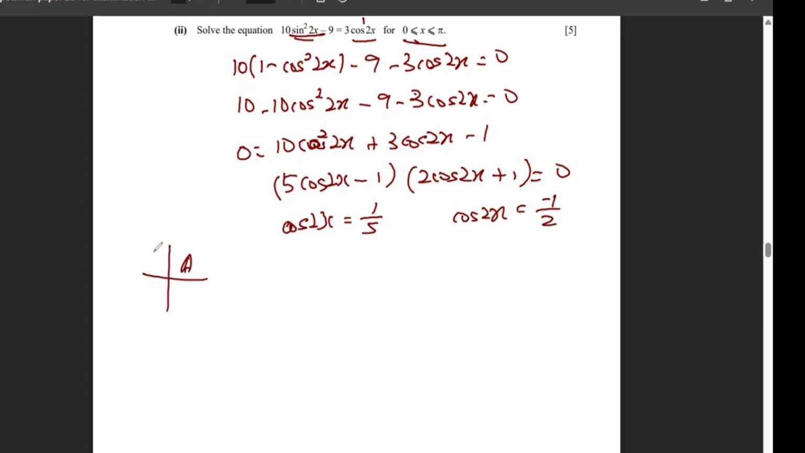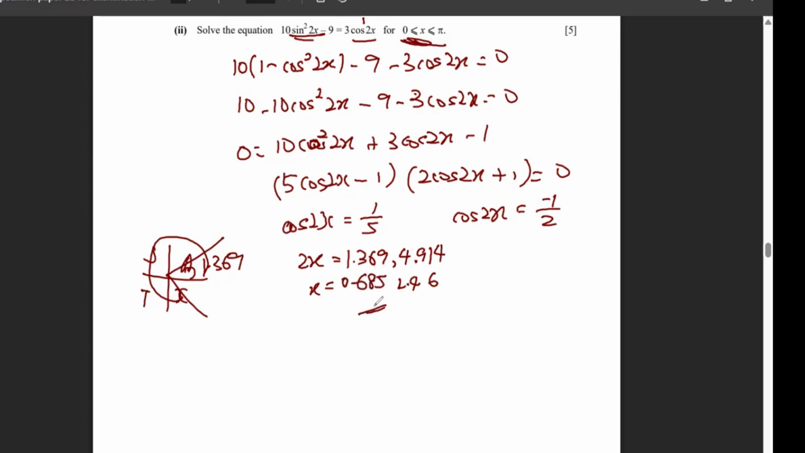So when we solve, we use ASTC. Cos is positive means here and here. So we shift cos 1/5. Remember, it's in radian mode for this question. It is 1.369. So from here to here is 2 pi minus 1.369, which is 4.914. Then both are divided by 2. Here is 2.46. Here is 0.685. So these two values are accepted because pi is 3.14.